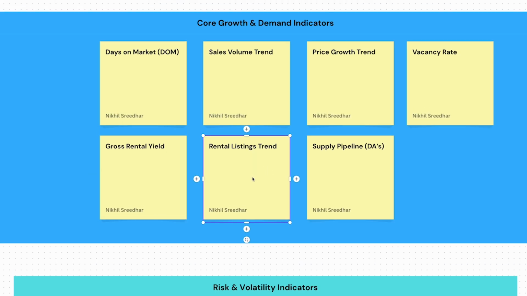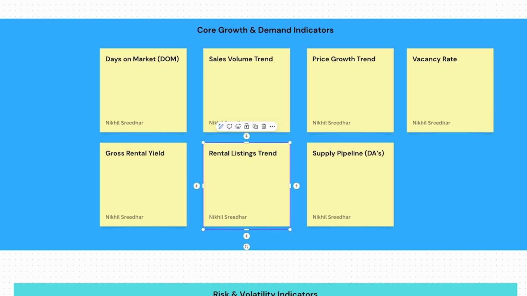The next is rental listings trend. This shows if supply is shrinking or growing in the rental market. A decline in rental listings over 6 to 12 months signals tightening supply, which supports net rental growth. You also want to be looking for the supply pipelines. What are the development approvals that are coming through in that particular region? This is an indicator of new stock that is planned for an area.